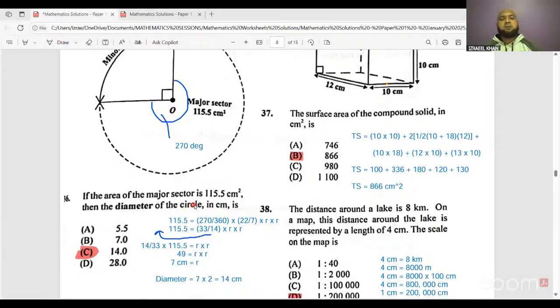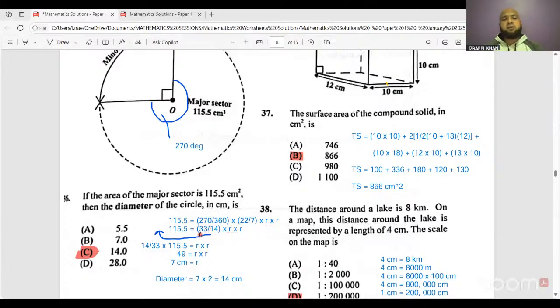Well, I will see here that the area 115.5 will be equal to the angle, which is 270, over my total of 360, multiplied by pi, 22/7, and then multiplied by r squared. Again, for the diameter, we need to first find the radius and then double it. So 270 on 360 is 3/4, and 3/4 times 22/7 you'll get 33 over 14, multiplied by r squared.